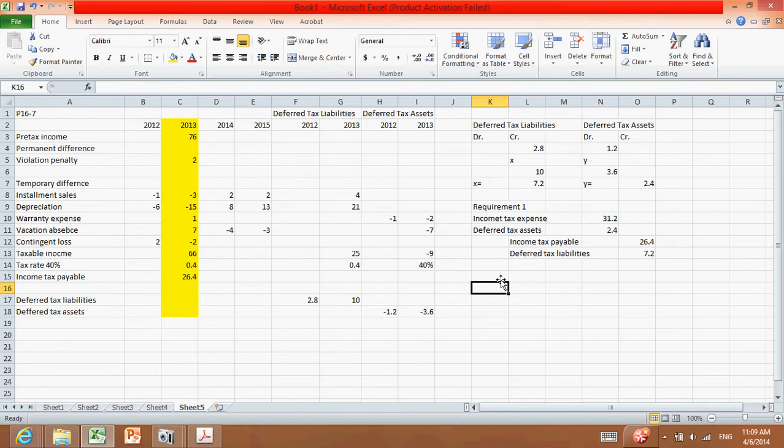Net income can be found from pre-tax income minus income tax expense. Pre-tax income is $76 million, and tax expense is found in requirement 1, $31.2 million. So net income is 76 minus 31.2 million.